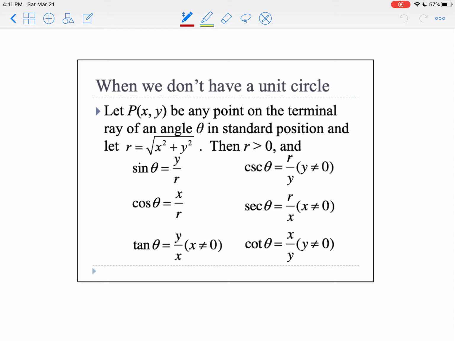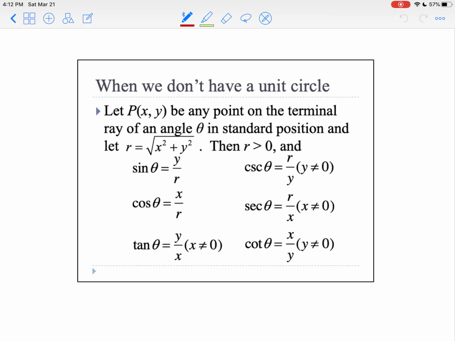Hey everybody, I'm back. We just finished talking about the unit circle and how to get all those values from the unit circle. But it turns out that you can actually expand the definitions of trig functions beyond the unit circle. And so these are actually what the definitions of trig functions are.